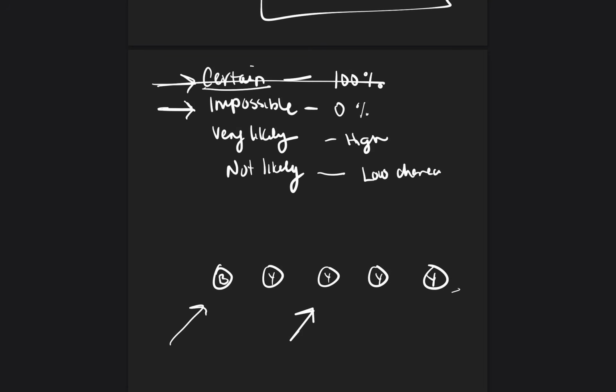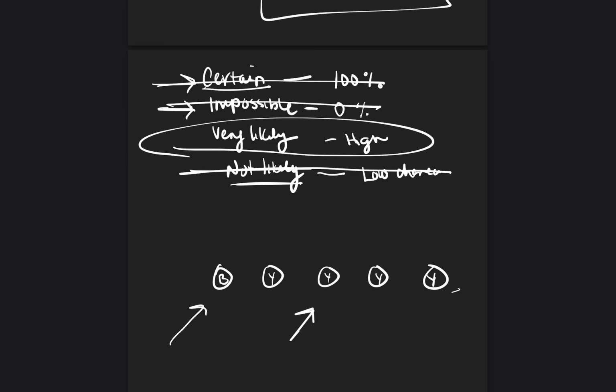Would I say it's impossible to pick yellow? I would not say impossible because there's a bunch of yellow in the bag. Would I say it's not likely for you to pick a yellow? Well, there's a lot more yellow in the bag than there are blue marbles. So it's not likely because it is actually very likely. The chance of me pulling out a yellow marble is actually highly likely because there's more yellow marbles in the bag than there are blue. So in this case, to pull a yellow would be very likely.